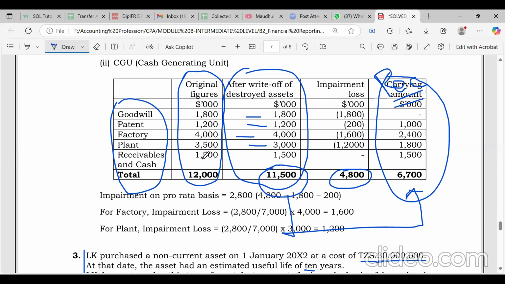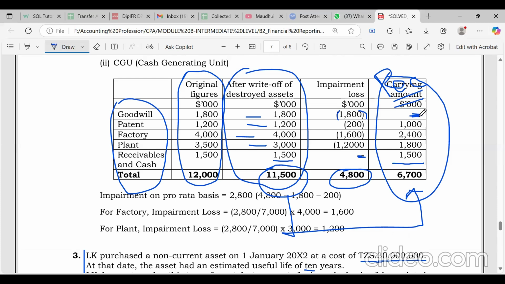Like I told you, the current assets have already been stated at their figure, so that's why we copied this figure to here. The question told us it has an impairment of nil, right? The other thing I told you: whenever there is an impairment and it is this big, goodwill was worth 1,800, so you impair it in full because it is very volatile. You can see we have removed all of it, to remain with a figure of zero there.